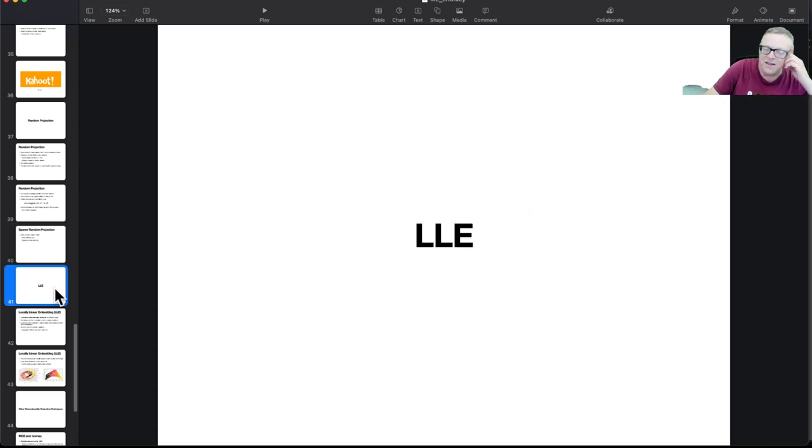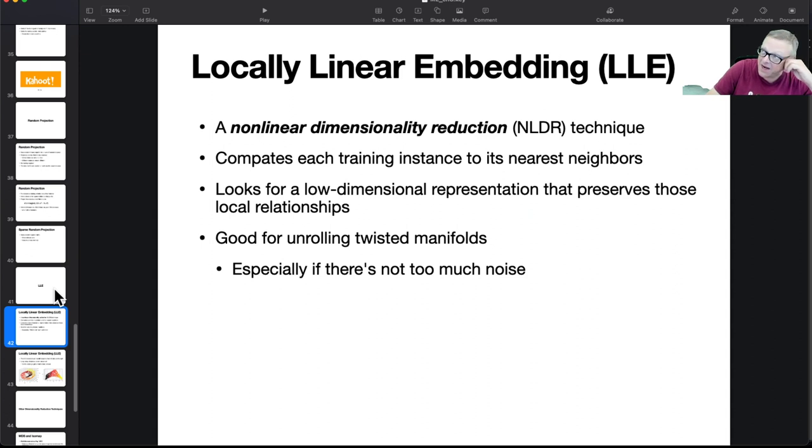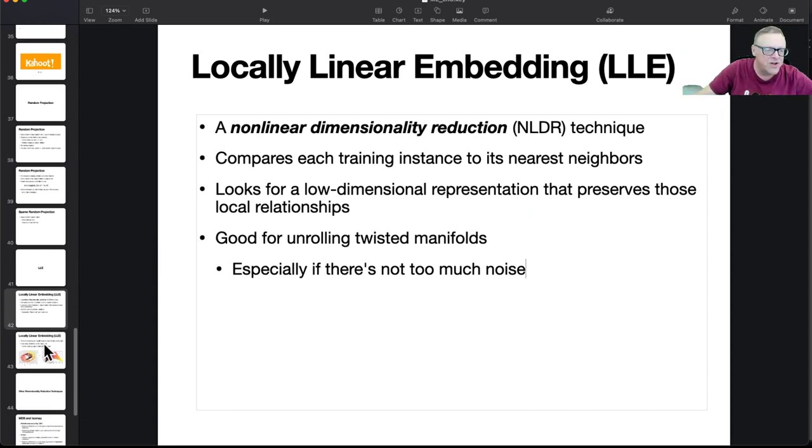All right, then there is locally linear embedding, which is the one I talked about before that will follow the curves. This is a non-linear dimensionality reduction. What you do is you compare each instance to its nearest neighbors, and you look for a low dimensional representation locally, and then you follow the curve. So you do basically a linear fit only for a small region and another linear fit, and you follow it, so it'll follow along a twisted manifold.